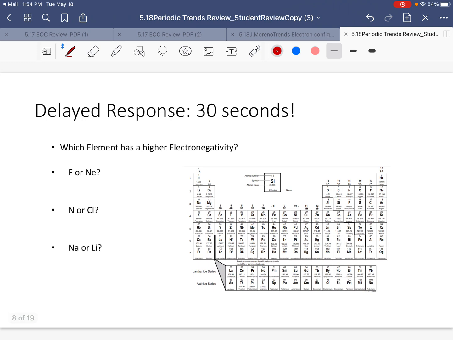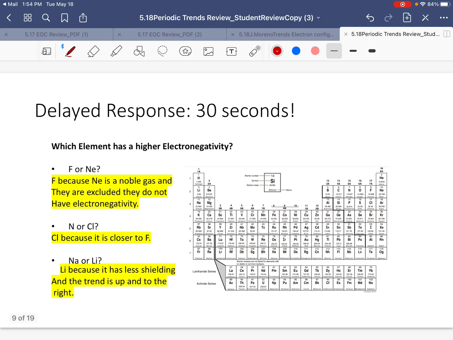So for this one, guys, you can practice and pause and answer the questions on your own. And here we'll have our exemplar. So again, obviously fluorine is going to have a higher electronegativity than neon, because remember, our noble gases are excluded. They do not have any electronegativity. Then you have nitrogen and chlorine. The closer you are to fluorine, the more electronegative you are. Chlorine is touching fluorine. It is right on the bottom. So chlorine is more electronegative.